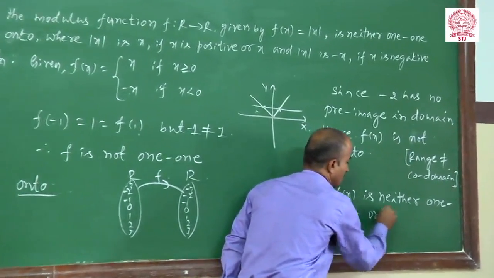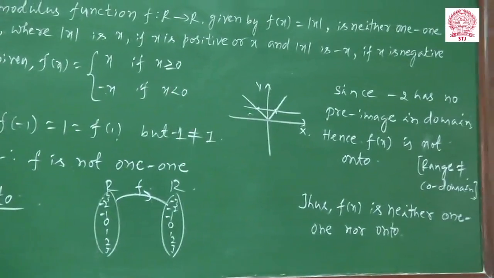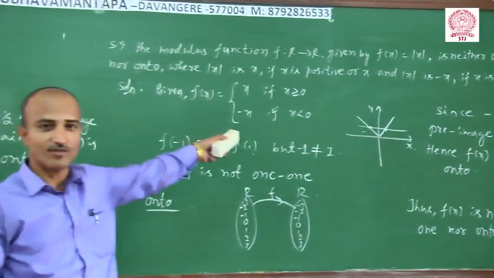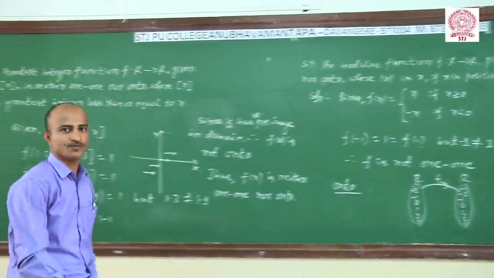nor onto. See, here we have discussed two functions. One is greatest integer function, another one is modulus function. Here both are neither 1 to 1 nor onto.